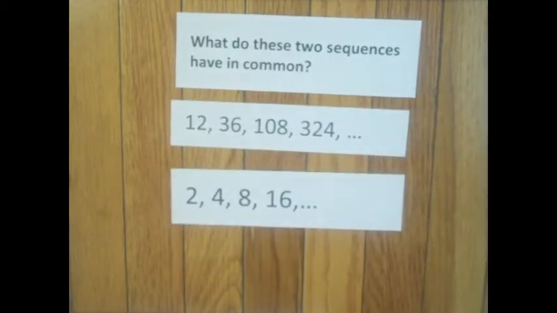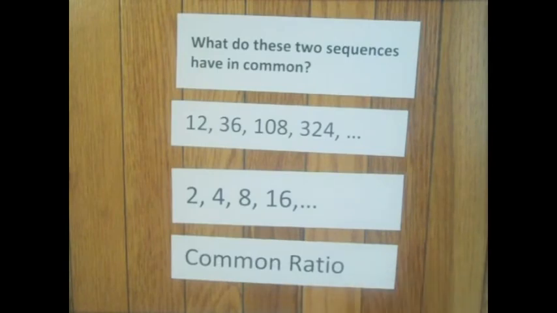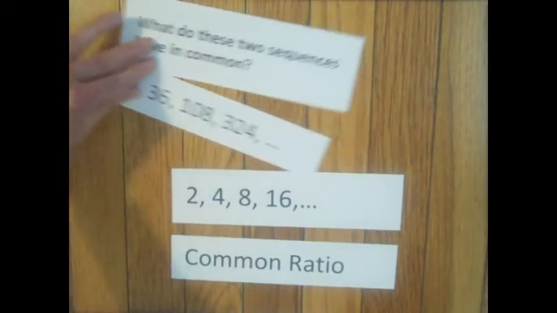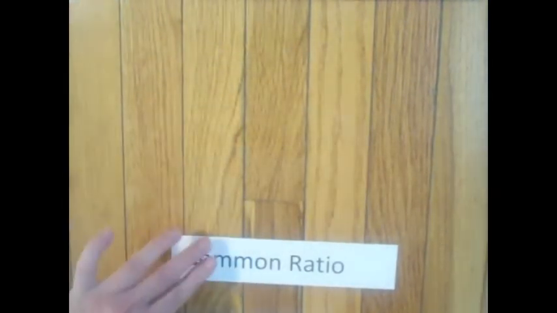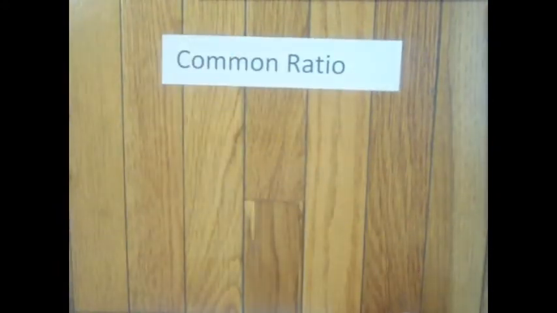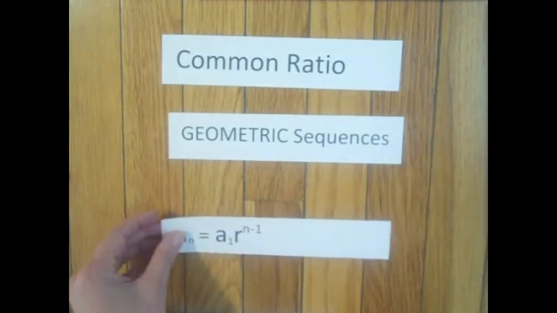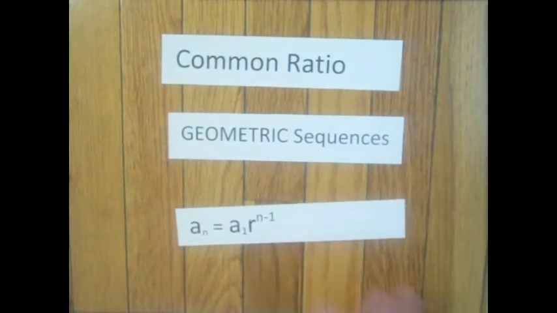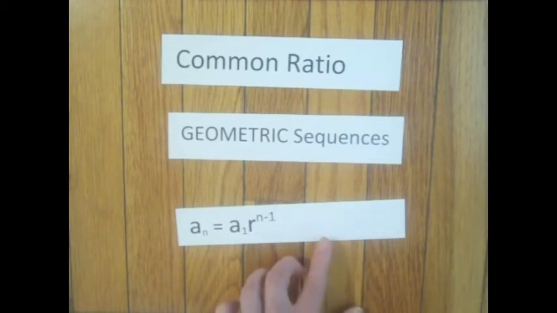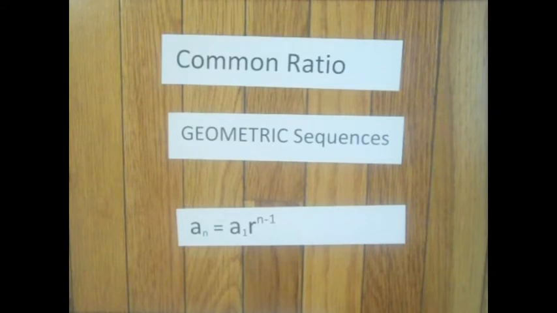What's happening is we have a common ratio. Sequences that have a common ratio are known as geometric sequences. And the wonderful thing about having a geometric sequence is that it comes with its very own nth term definition formula. a sub n equals a sub 1 times r to the n minus 1. We're already familiar with a sub n and a sub 1 and using n in our definition, but r is our new thing today, and that r stands for the common ratio.